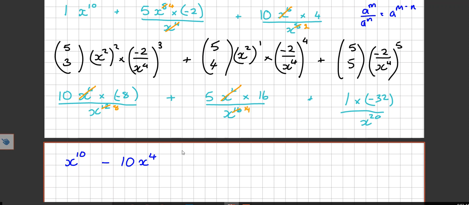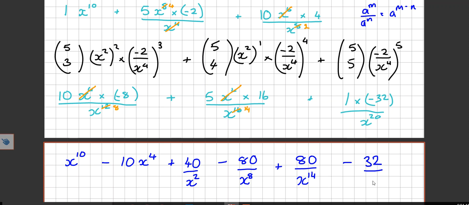Right. And then we've got plus 40 over x squared. And then we've got another minus 80 over x to the power of 8, plus 5 times 16, 80 over x to the power of 14, and then minus 32 over x to the power of 20.